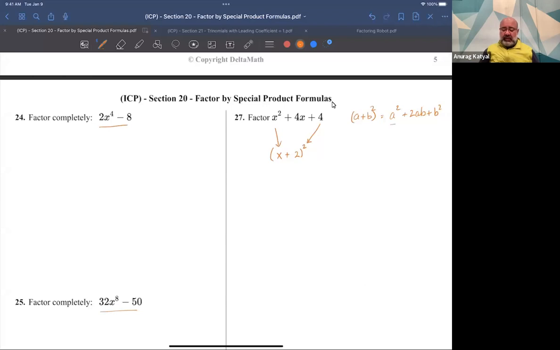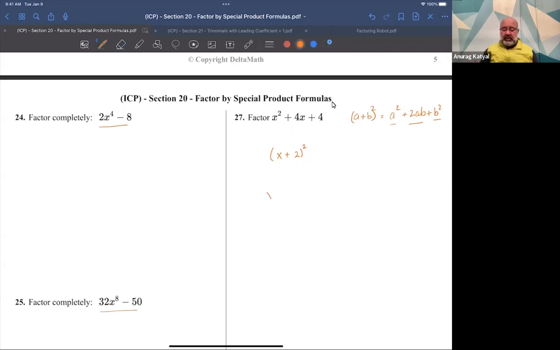So a squared would be x squared, that checks. B squared would be 2 squared, that's 4, so that checks. The thing we have to verify is the 2ab. So if I multiply x by 2, which is going to give us 2x, and then we double that, that gives us 4x, that's exactly what we have in the middle. So I know that this is my answer. I can walk away from this.